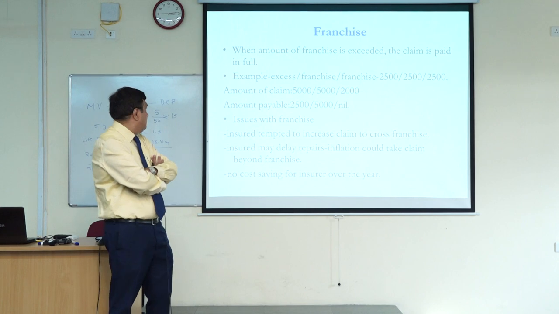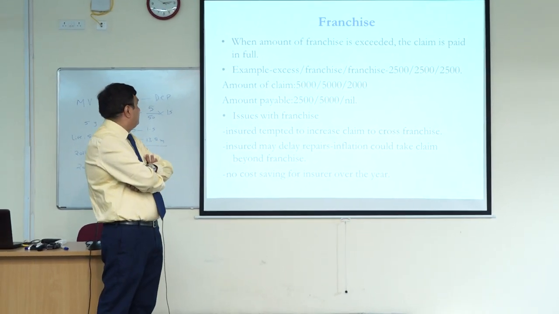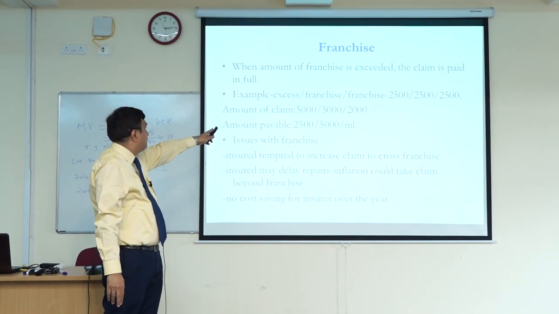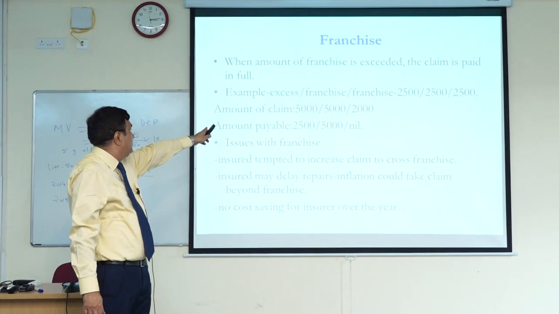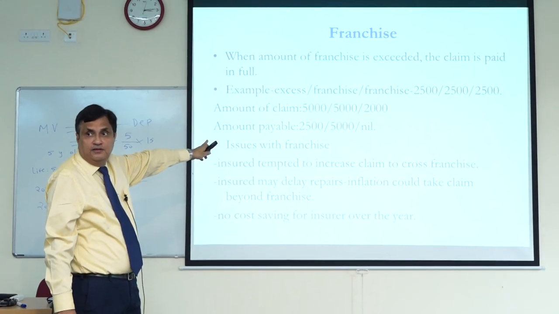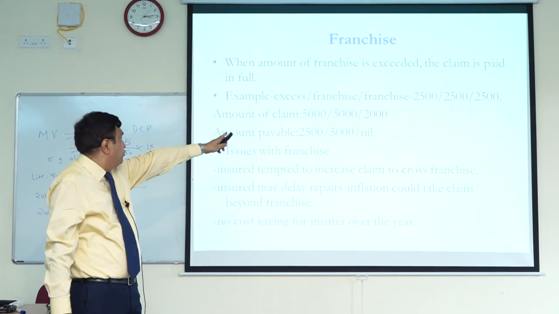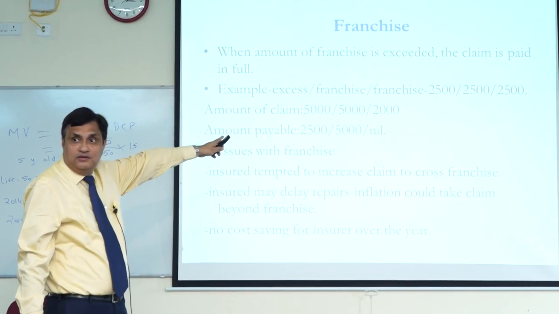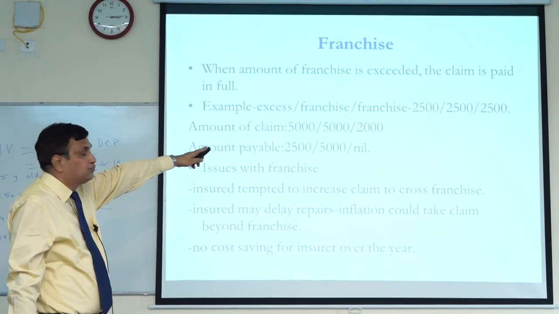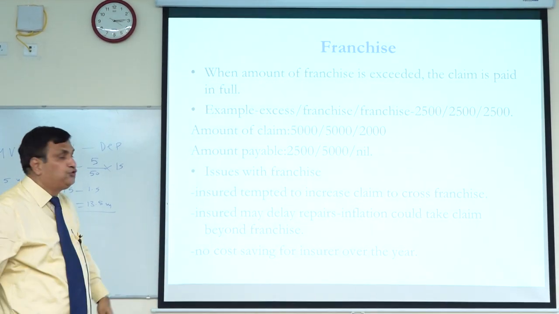Then you don't deduct. For example, excess is 2,500 and the amount of claim is 5,000. Then you pay 5,000 minus 2,500, which is 2,500. If the amount of claim is 5,000 and the franchise is 2,500, then you pay the entire 5,000. Third, the franchise is 2,500 and the claim is 2,000. It is less than the franchise, so you don't pay anything. So this is basically an example of franchise.